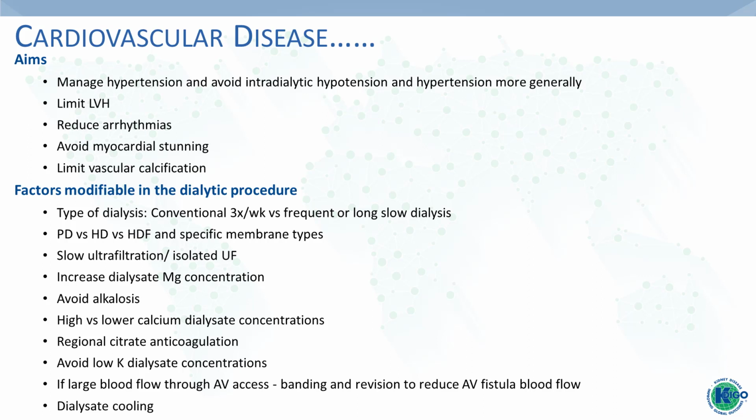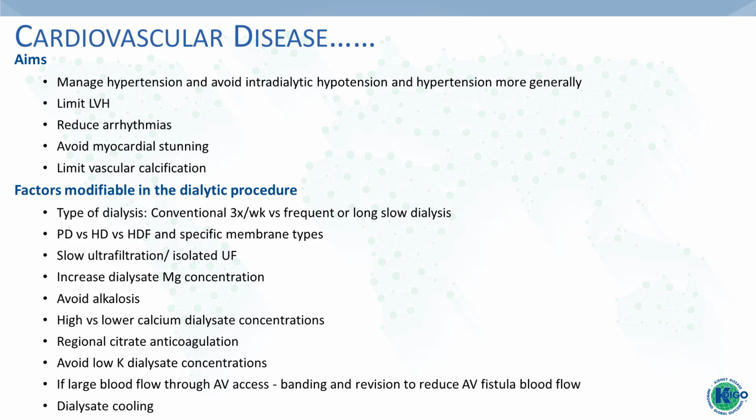I think the last EDTA-ERA meeting had several presentations on dialysate magnesium concentration, both to improve vascular calcification, so a higher dialysate magnesium concentration up to 0.75 millimolar or 1 millimolar from our conventional 0.5, and that reduces vascular calcification and reduces arrhythmias. I think we need to avoid alkalosis because we know that there's more likely to be calcium phosphate deposition in an alkalotic environment. And we need to consider the benefits of a higher versus a lower calcium dialysis concentration.